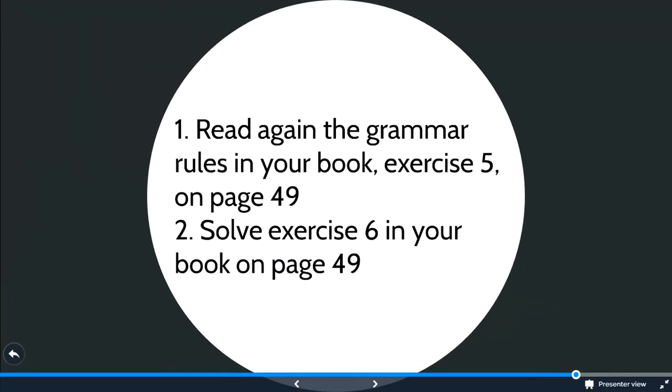As an activity for you, I would like to give you two. The first one is to read again the grammar rules in your book. It's in exercise 5 on page 49. You can take a look at examples in your book and read again the rules I have explained in this tutorial. And as a second exercise, I would like you to solve exercise 6 in your book on page 49, because this exercise is related to the topic I just showed you.